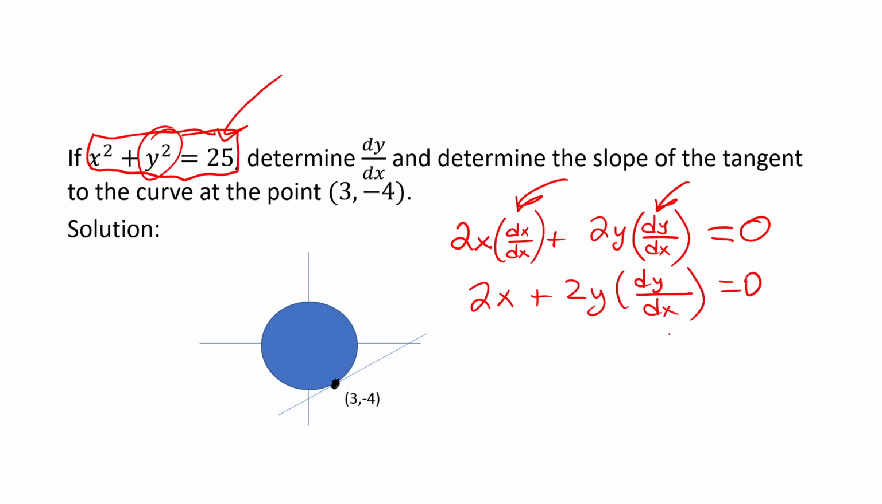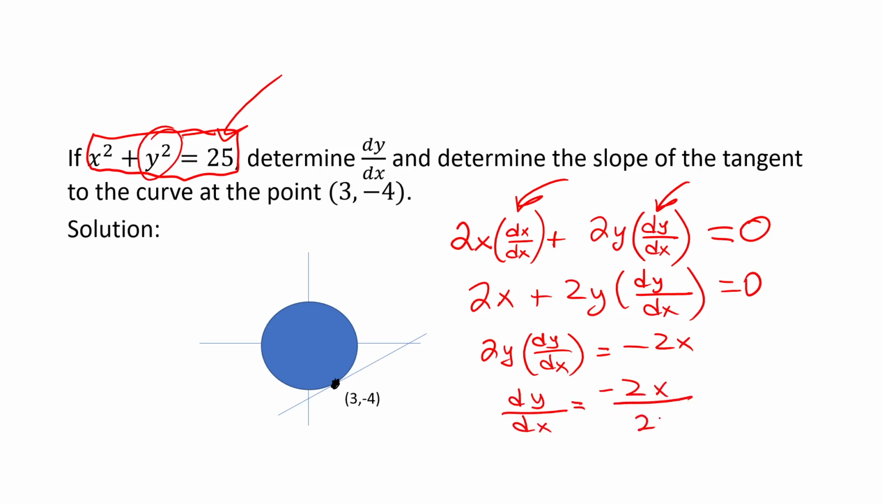Now we're just going to subtract 2x from both sides. We're going to divide both sides by 2y. And notice what we've now done is we've isolated dy over dx. They asked us to determine dy over dx, and we've just determined it. It's equal to negative 2x over 2y. We know our simple rules of fractions, so we can reduce that to negative x over y. There's our expression for dy over dx.